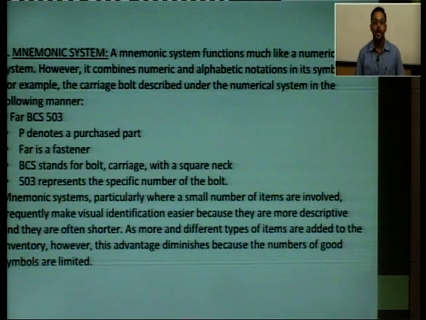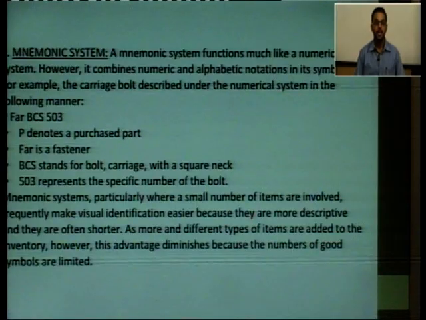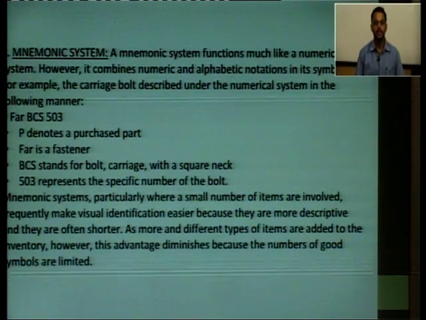As I have explained earlier also, a mnemonic system is a combination of alphabetic and numeric items. So, let us see an example. We are taking an example where the code is written PFARBCS 503. Now, P stands for purchased part. It is not a self-manufactured part, it is a purchased part. FAR is fastener.